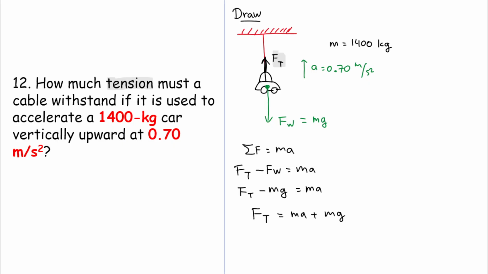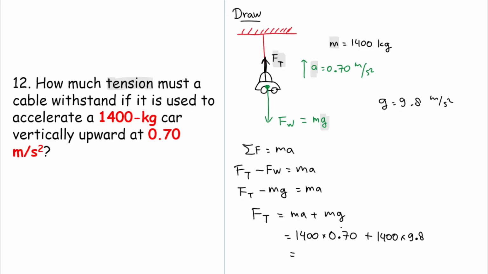So we will have our m here. We also have our a here. And we know our g is 9.8 meter per square second. And now we can just plug the numbers in. So we will have 1400 multiplied by the acceleration 0.70, and then plus 1400 multiplied by 9.8.